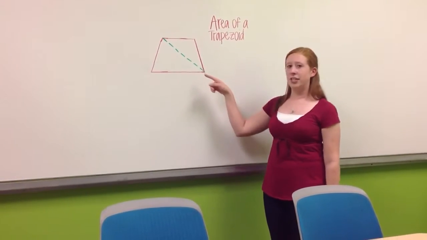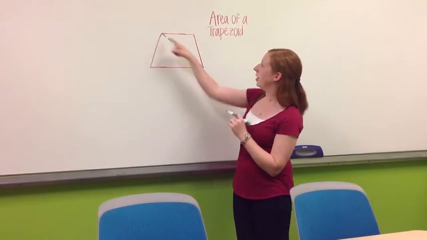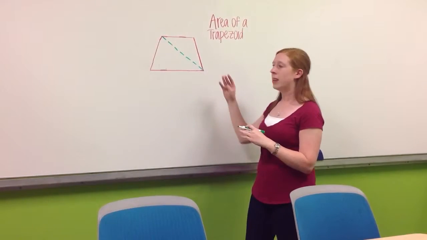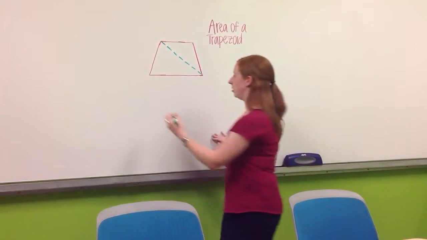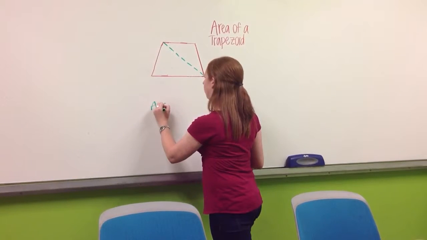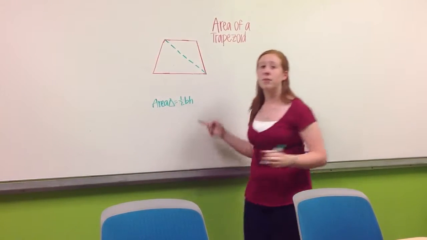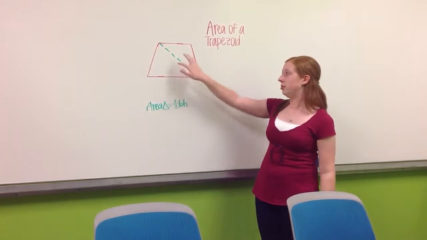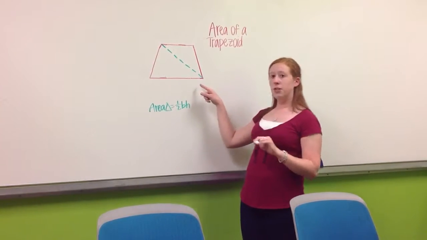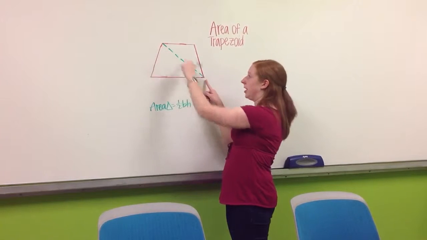So this diagonal here creates two triangles, this one right here and this one up here. And we know that the area of a triangle is 1/2 the base times the height. So we will use that formula to use the areas of these triangles. So first, let's take a look at this triangle down here.